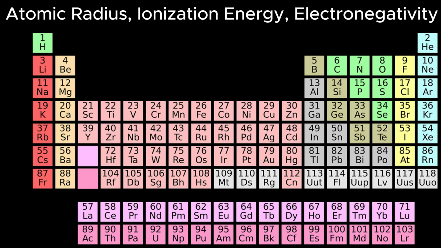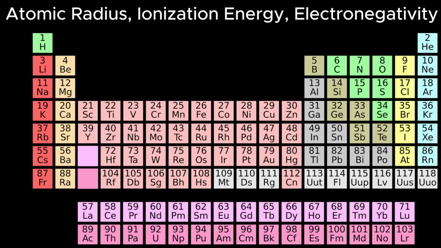What's good, everyone? So today we're going to be talking about periodic trends, more specifically, atomic radius, ionization energy, and electronegativity. So, the first one we're going to be talking about is atomic radius.